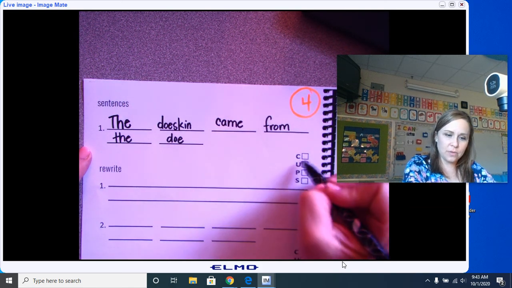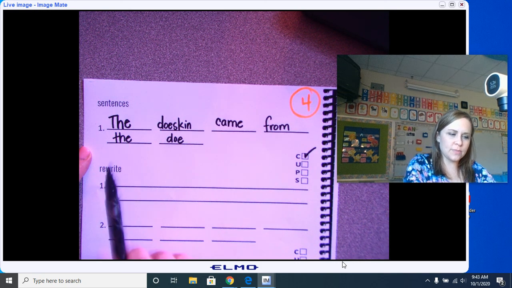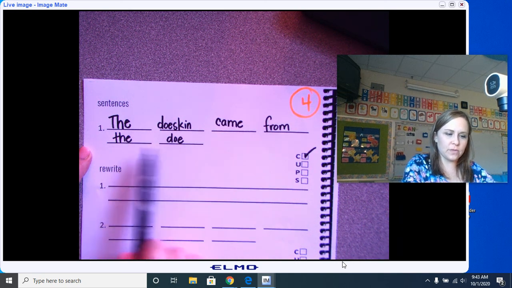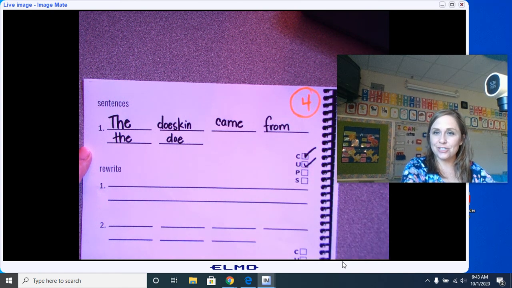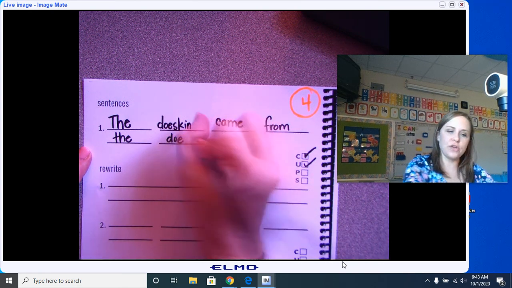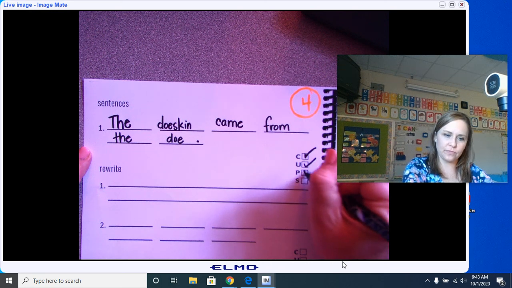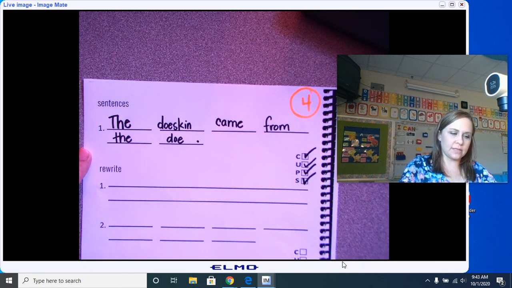Let's see. Capital letter at the beginning, yes. Does this make sense? The doe skin came from the doe. Yes. Uh-oh. Do I have punctuation? Oh, see, that's how CUPS works. It helps me remember. And then spelling, I did spell those correctly.